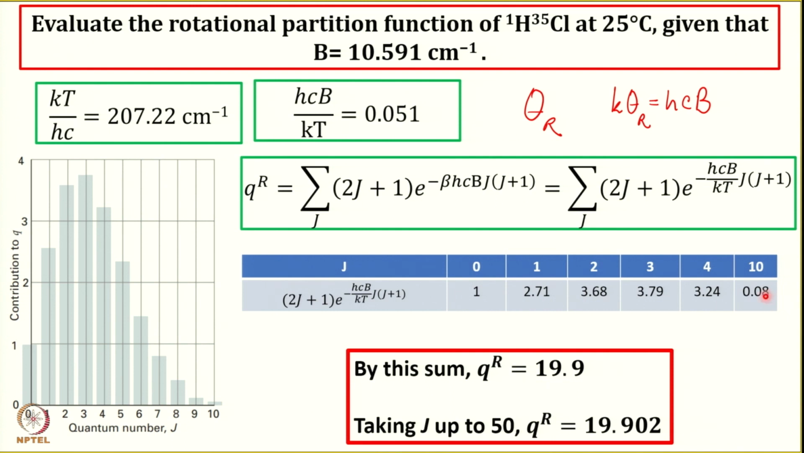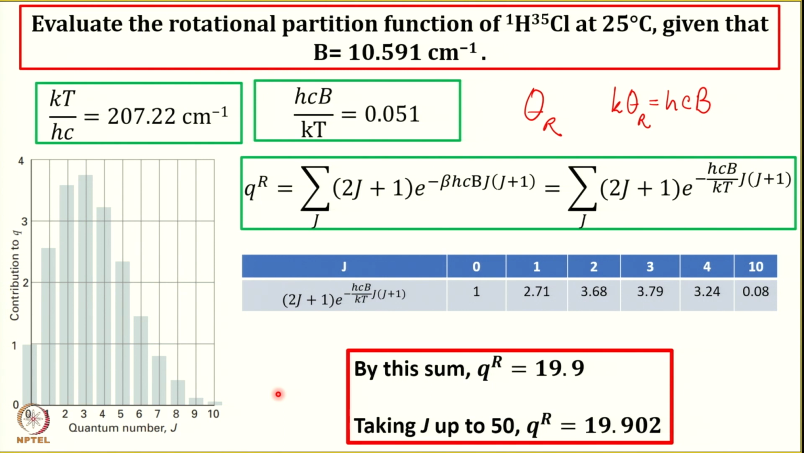Suppose you keep on calculating up to j equal to 50, including all the terms. Then the sum becomes, instead of 19.9, 19.902. So eventually, if you keep on increasing the value of j, the additional contribution becomes less and less.